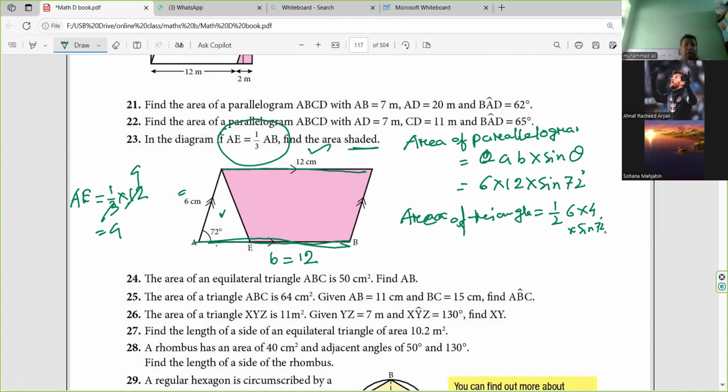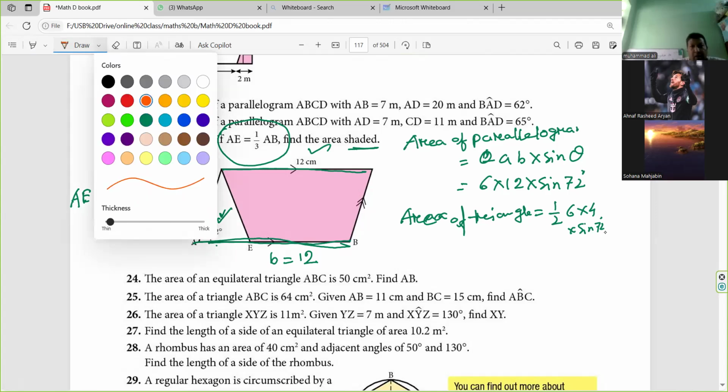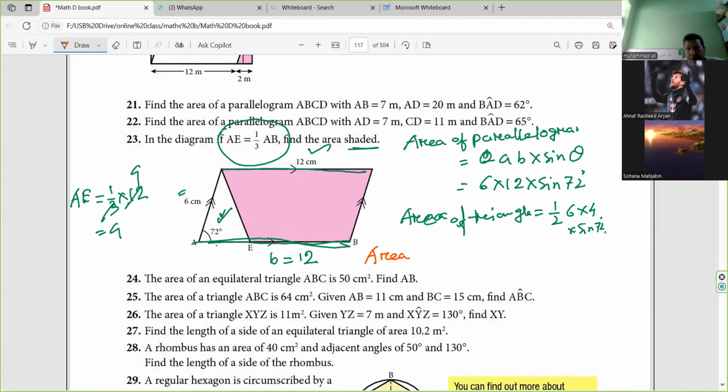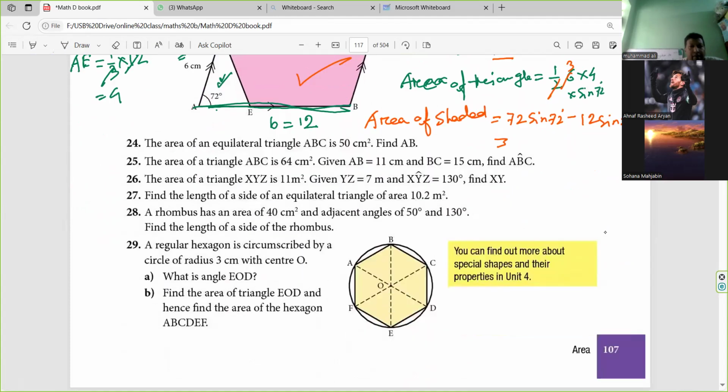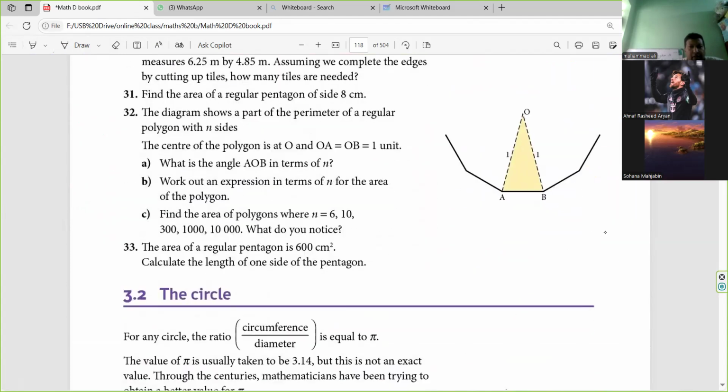So if I want to find out the area of the shaded region from the whole parallelogram area, we have to subtract the triangle area. So we have to write area of shaded equals to this one, 72 sine 72 degree, minus, 3 4s are 12, sine 72 degree. If we press the calculator, we will get the area of the shaded region. Okay. So in this way, you can solve all of these maths. These are very important maths.